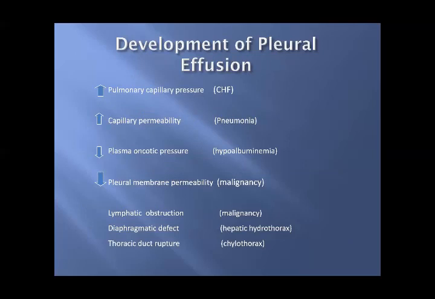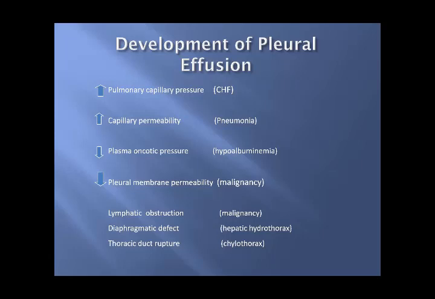The different pathogeneses for the development of pleural effusion are, first of all, increased capillary pressure. When the pulmonary capillary pressure is increased, it forces fluid out of the capillary into the interstitial space and finally into the pleural cavity, like in congestive heart failure. Capillary permeability can be increased as in pneumonia or any other infection. If the plasma oncotic pressure is reduced, that is hypoalbuminemia, when the protein content of the plasma is reduced, more fluid is pushed into the pleural cavity.